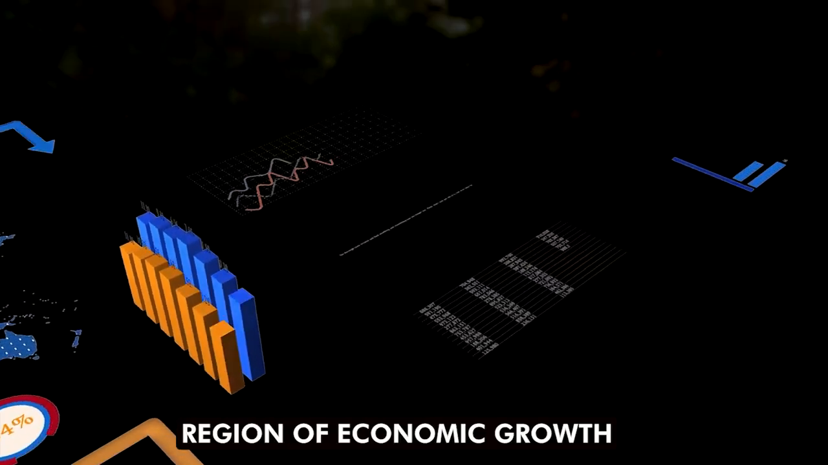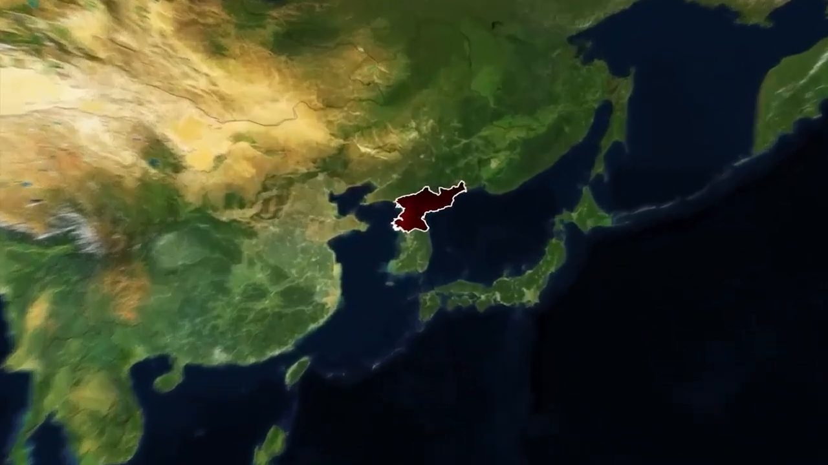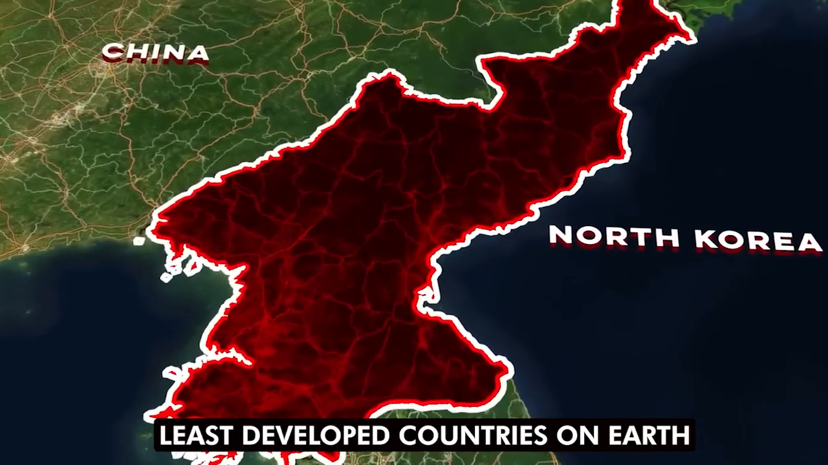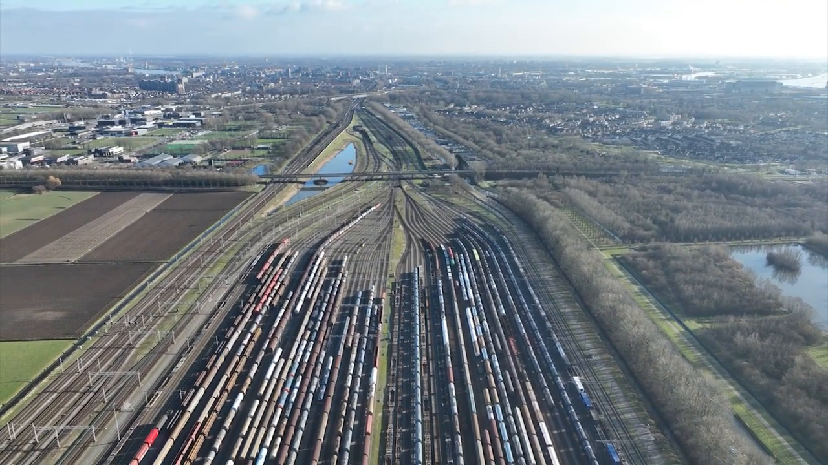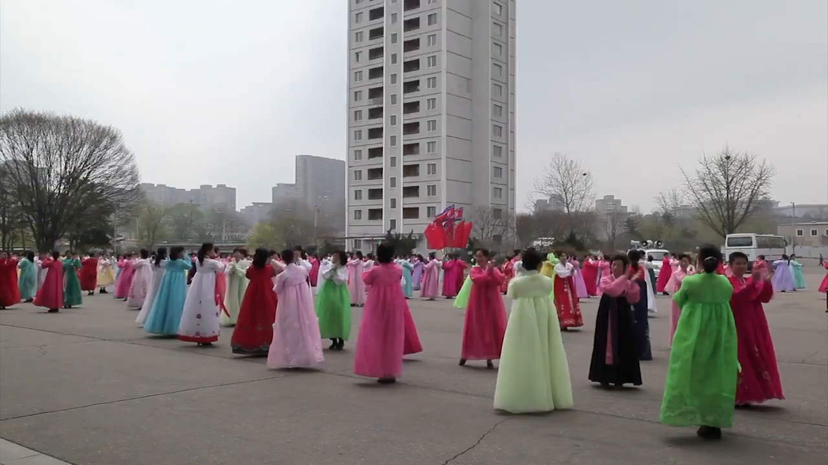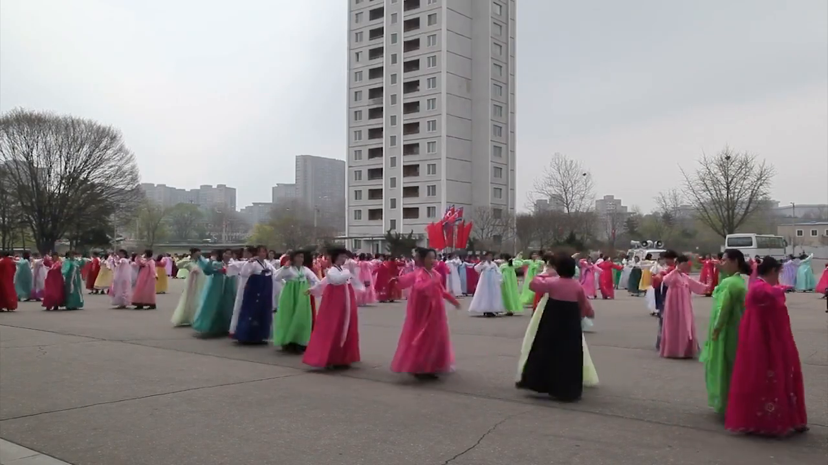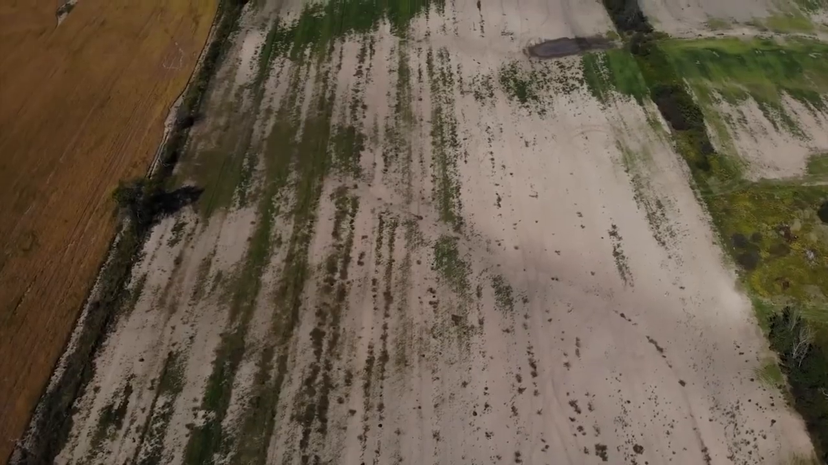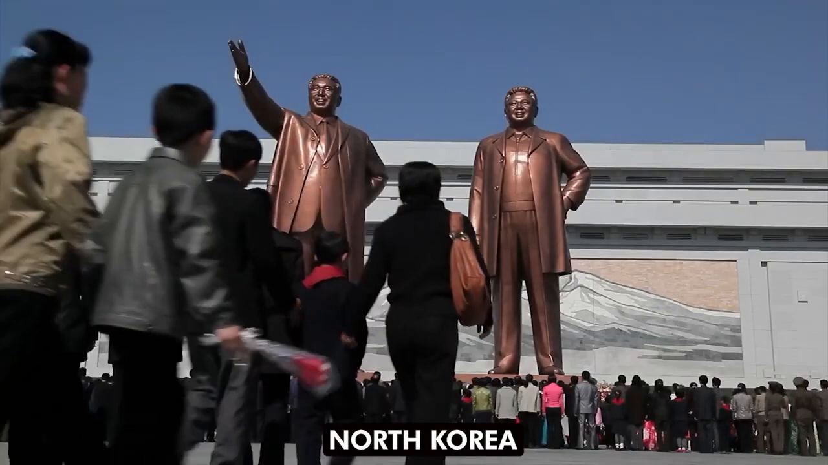Despite being located in a region of economic growth, this isolated nation remains one of the poorest and least developed countries on Earth. In this video, we will explore how North Korea became so crazy poor and what factors contributed to its economic decline. Get ready for a journey through history, politics, and economics. Let's dive in.